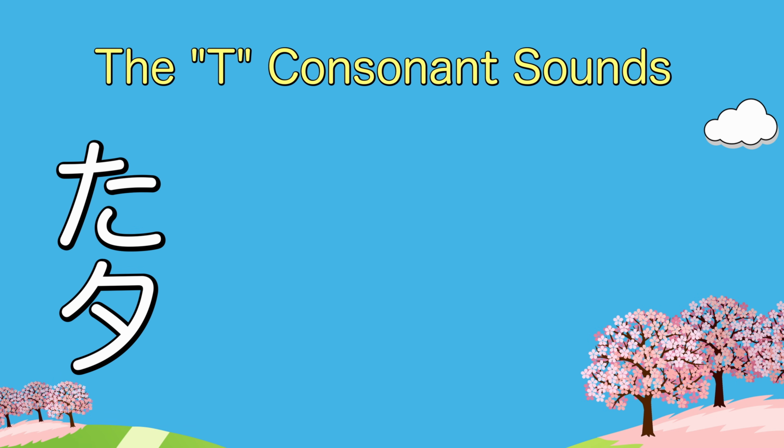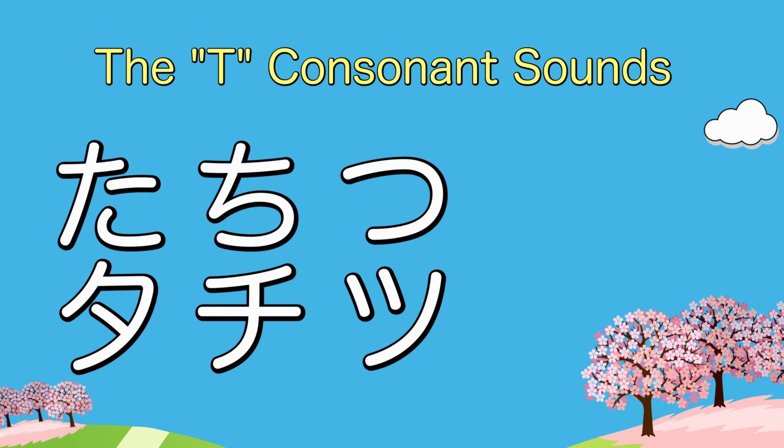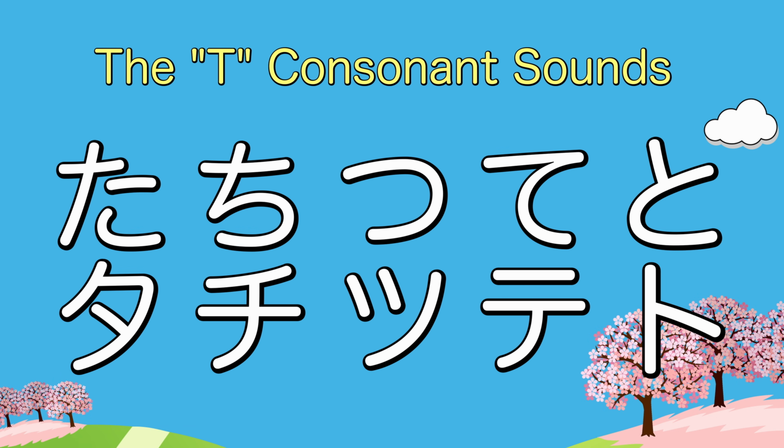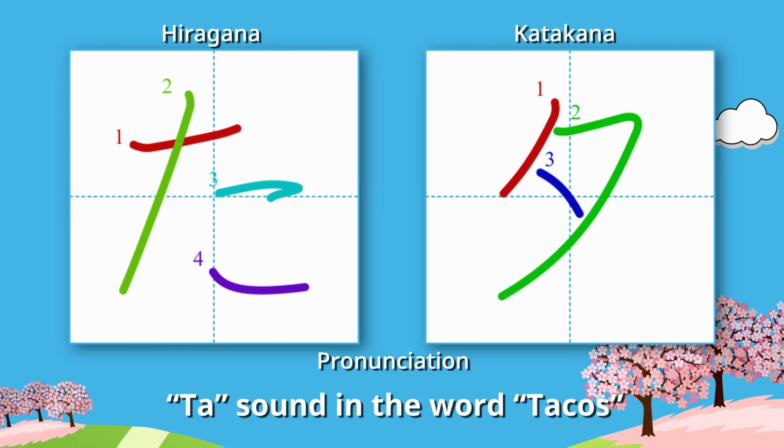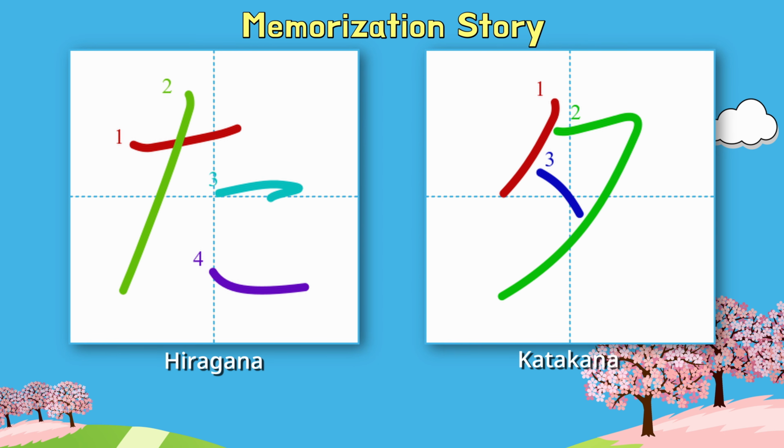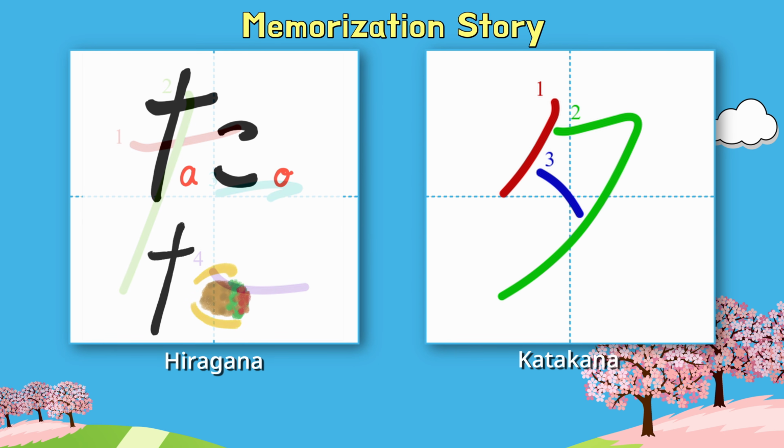Ta, chi, tsu, te, to. These characters represent the ta sound in the word tacos. Ta, ta. The hiragana ta looks like a small t and a character we've already learned, ko, so we can immediately think taco, although taco in Japanese is tacos. Don't forget that this character is just read ta though.